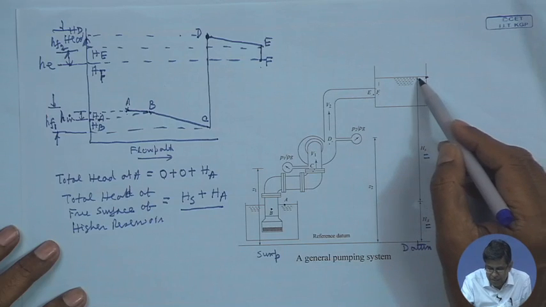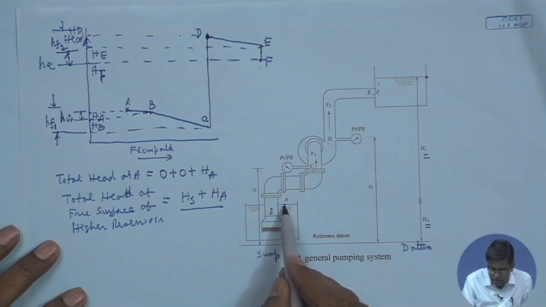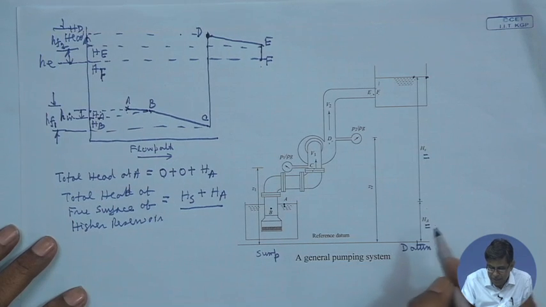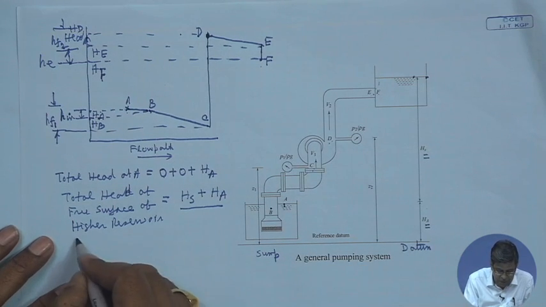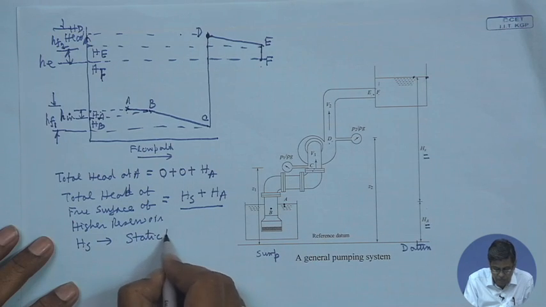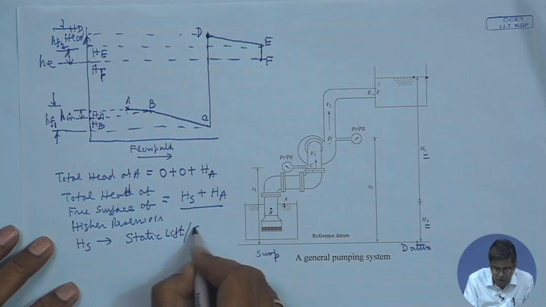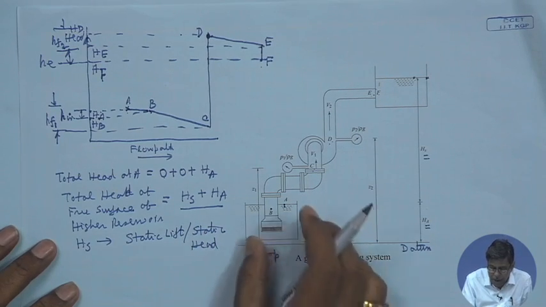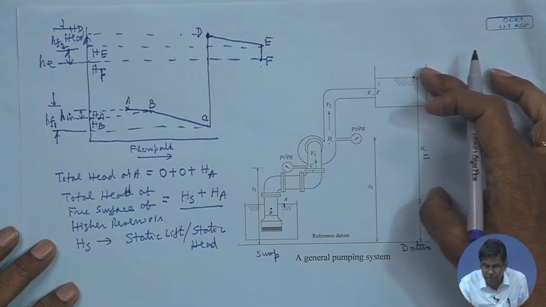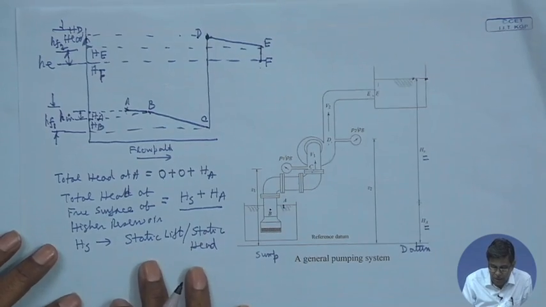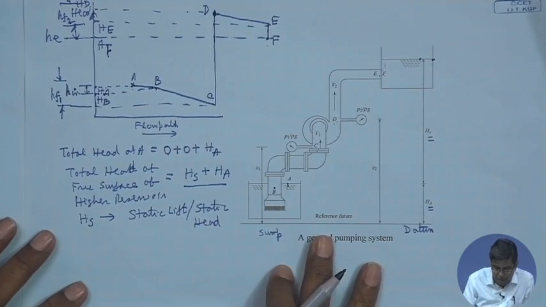So, therefore, the difference of these two, that means the total head between this point A and the point at the free surface of the higher reservoir is H S, and this H S is known as static lift or static head, which means that the pump has to make this static lift of the water. Now, what is the total head developed by the pump? The total head developed by the pump is different.